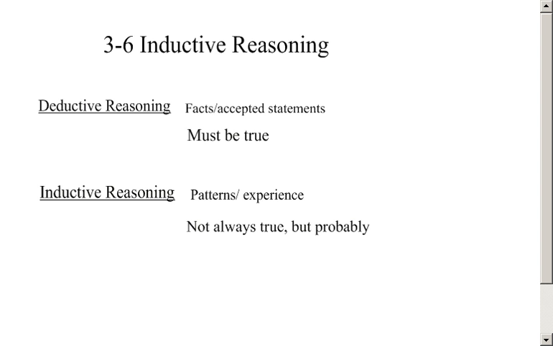All right, the section that we're talking about here is section 3.6, called inductive reasoning. When we look at reasoning in geometry, we have two types of reasoning we work with. We work with deductive reasoning, which is when we use facts and accepted statements. And when we use deductive reasoning, we find out that something must be true. This is the type of reasoning we use for proof.